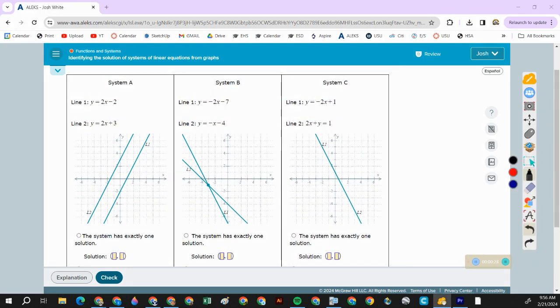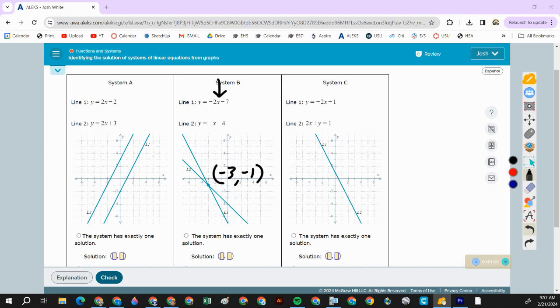So what does it mean to be a solution? Well, this right here is the point -4, -1. That is the only point that satisfies both equations. So if I put -4 in here, -2 times -4 is 8, and 8 minus 7, that doesn't actually work. Huh, that's interesting. Oh, it's -3, sorry. -3 comma -1. That makes more sense.